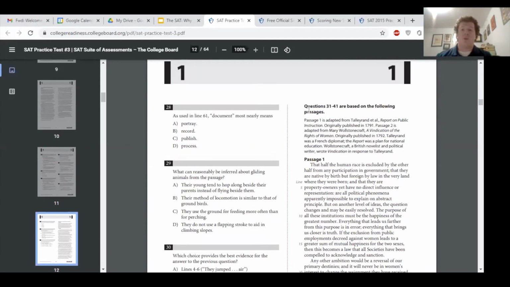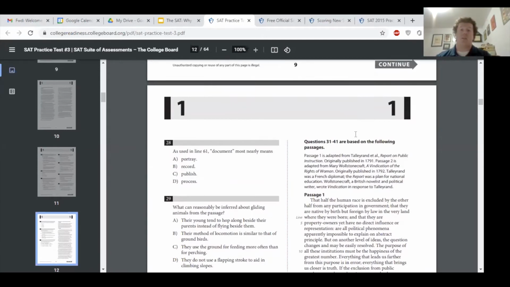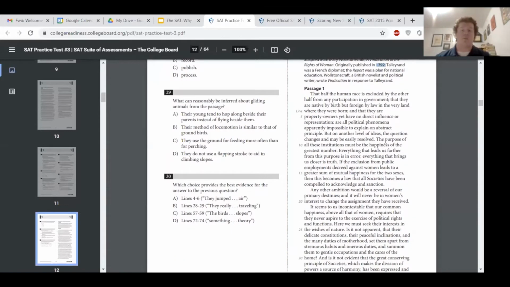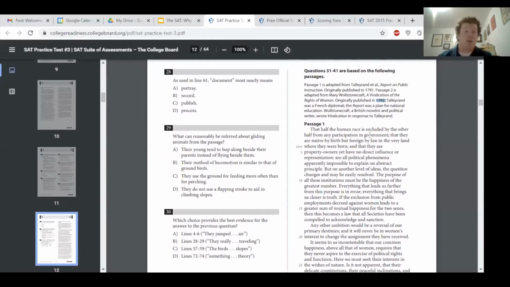Moving on to our next one. Here we get to our paired passage. So we can see we have Talleyrand's report on public instruction is paired with Mary Wollstonecraft, A Vindication of the Rights of Women. One is published in 1791, the other in 1792. They give us some more context. This is pretty common for the paired passages where there are 2 passages by a significant historical figure. Usually they'll be in opposition to each other. Occasionally they'll just diverge slightly, but there's usually going to be some sort of conversation, connection, or opposition between the 2 that you'll be asked about.